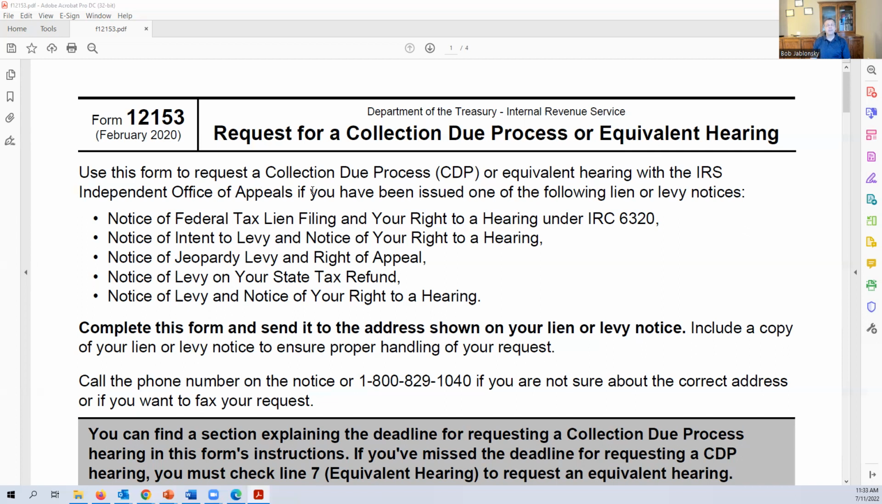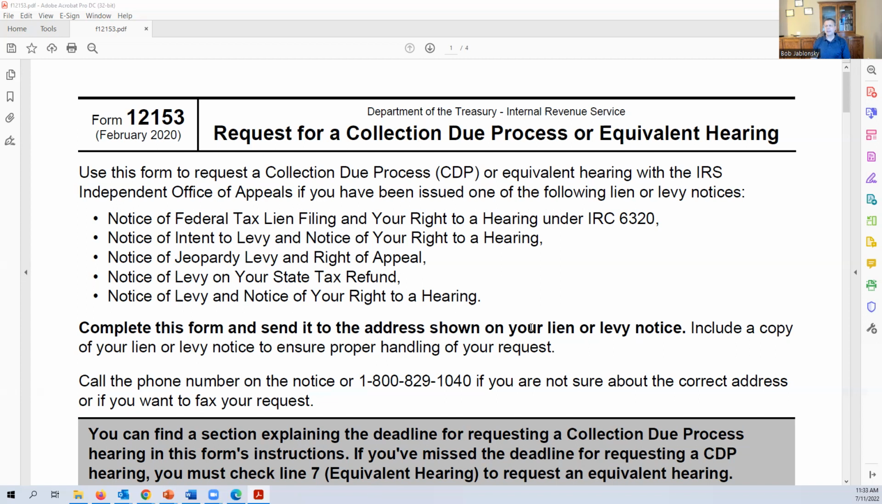On the top, it talks about when you have the right to file this Form 12-153. The two main reasons we see are that you received a final notice of intent to levy, or the IRS filed a notice of federal tax lien against you. This is important here: complete this form and send it to the address shown on your lien or levy notice. Include a copy of your lien or levy notice to ensure proper handling.